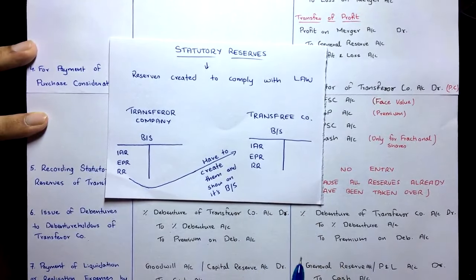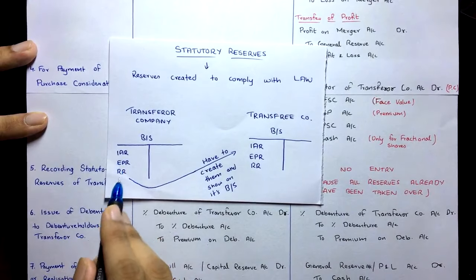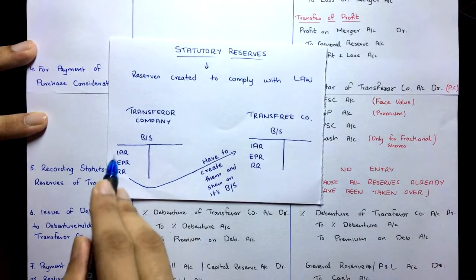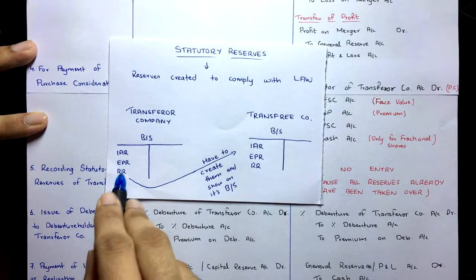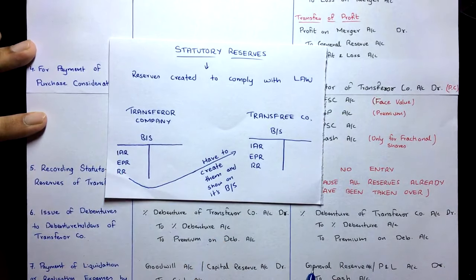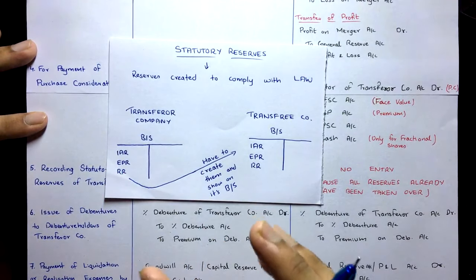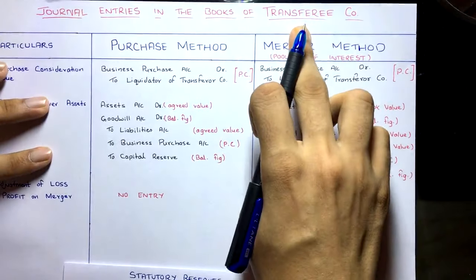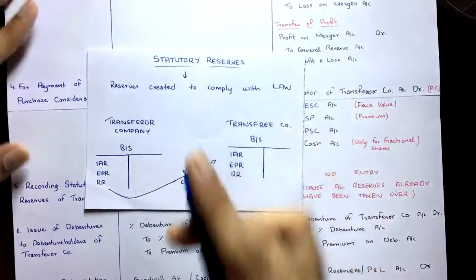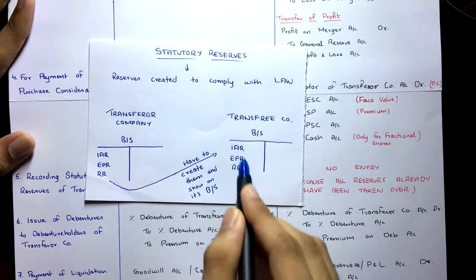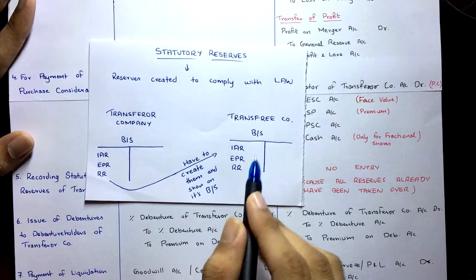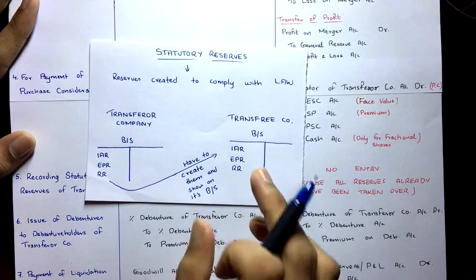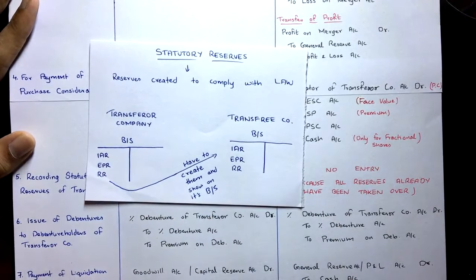Okay, so that is what happens. These statutory reserves have to be mirrored exactly. They have to be duplicated exactly on the new company's balance sheet. So basically what I'm trying to tell you is, as we are now doing the transferee company's books, we have to create statutory reserves in the new company's balance sheet if they were there in the old company's balance sheet.